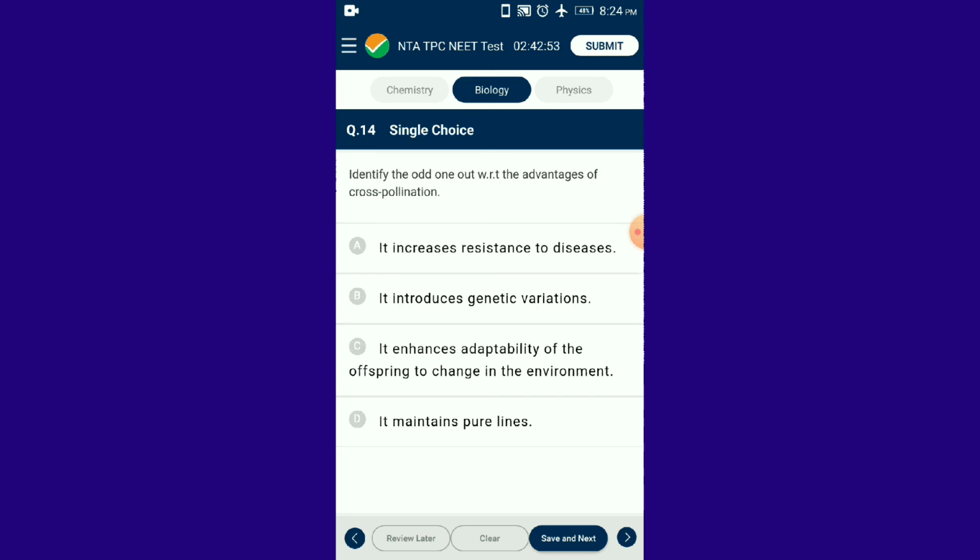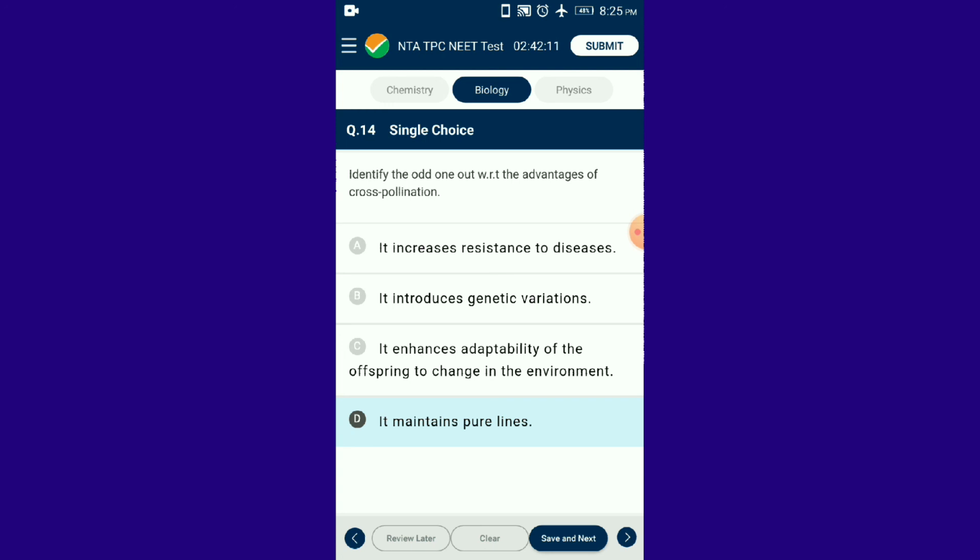Question number 14. Identify the odd one out. The advantages of cross pollination. Xenogamy is the transfer of pollen grain from anther to stigma of another flower on a different plant of the same species. This brings change in the genotype as genetically different pollen is utilized. This allows the recombination of traits. Cross pollination introduces a new set of characteristics from a different parent which helps in genetic variation and recombination. So the answer for this question is option D.